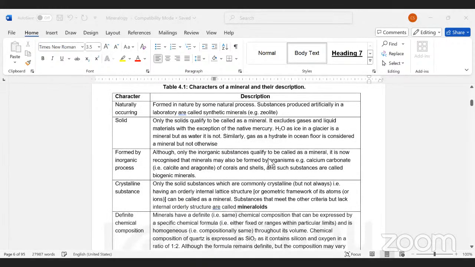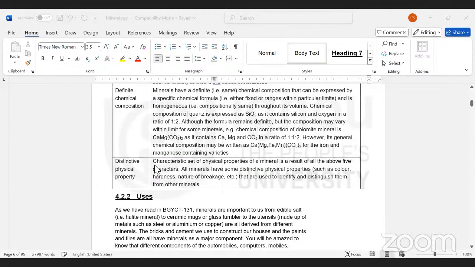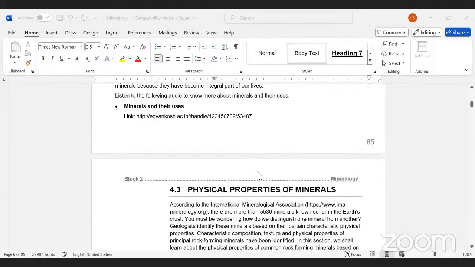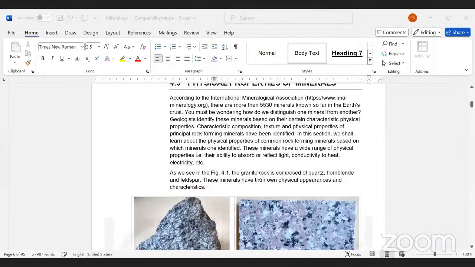This is the outline of a mineral, actually. Some of the characteristics are required. What are those characteristics? It is formed naturally. It should be a solid, formed by an inorganic process. It is a crystalline substance and definitely has a definite chemical composition.